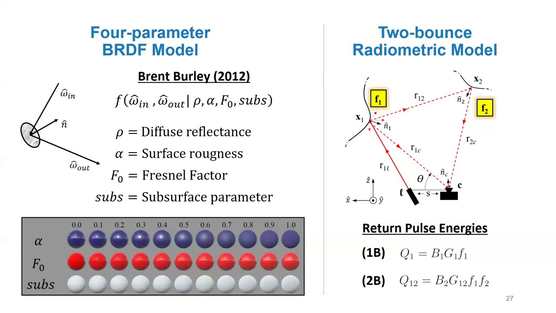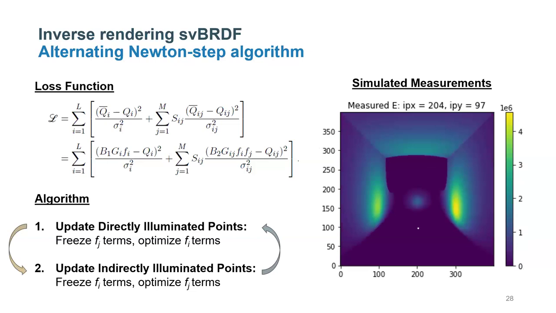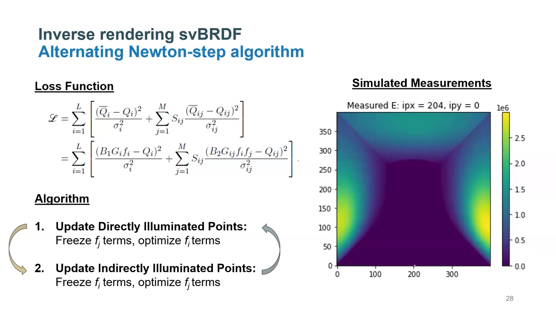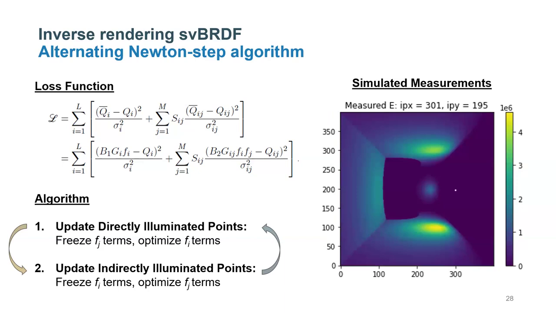And so again, my goal is to come up with an algorithm that can estimate all four BRDF parameters for all points in the scene simultaneously with a set of bounce flash LiDAR measurements. And so on the right, this animation shows a set of simulated bounce flash LiDAR measurements. And so we illuminated a handful of points in the scene in sequence. Those are marked with the white dots. And then we observed two bounce returns from all of the unshadowed points in the scene.